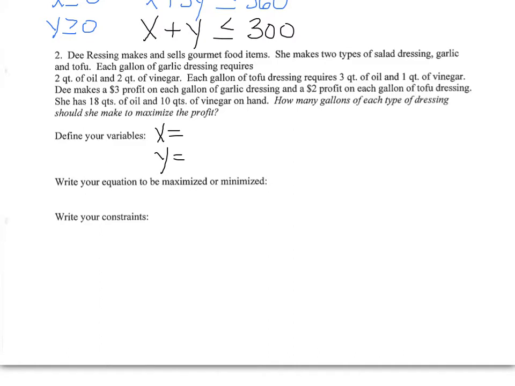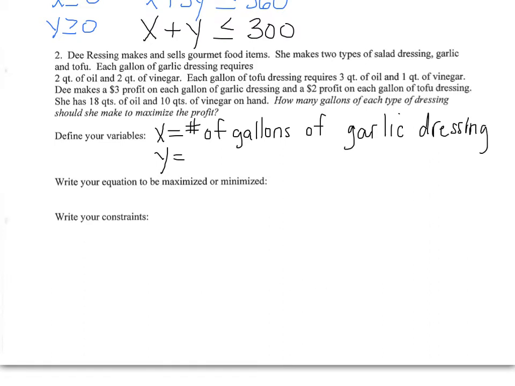So we are making garlic dressing and tofu dressing. I see garlic dressing comes first. Let's try to be specific. X is the number of gallons of garlic dressing. And then in this case, Y is going to be the number of gallons of tofu dressing.